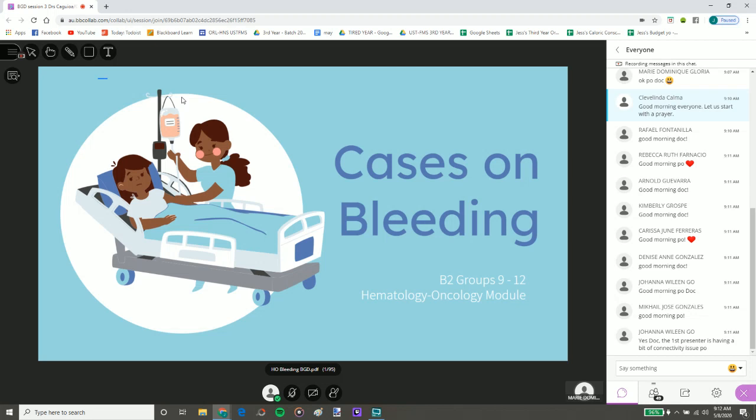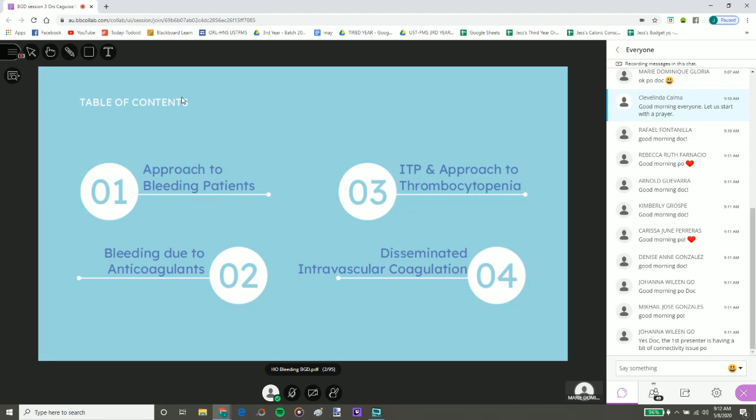We are B2 groups 9 to 12 and we will be discussing the cases on bleeding. So for our table of contents, today we will be discussing approach to bleeding patients, bleeding due to anticoagulants, ITP and approach to thrombocytopenia, and lastly, disseminated intravascular coagulation.